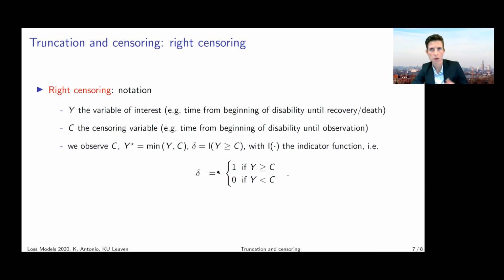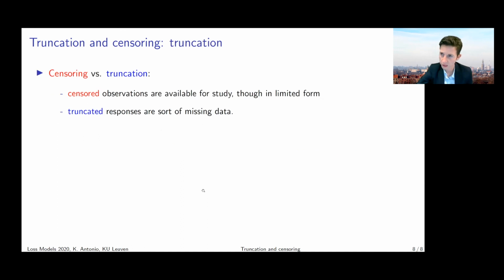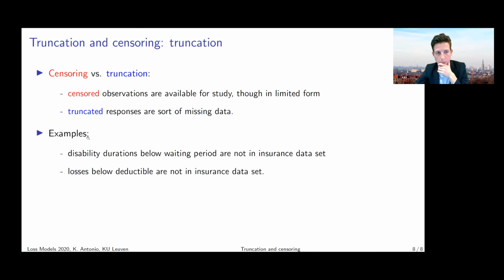So you sort of see a minimum of the actual variable that you're interested in, and a kind of limited, censored version of this variable. So you see part of what you're actually interested in, you don't see it in full. So that's a very important difference with censoring. Observations are available in the study, but in limited form. With truncation, we have missing data. We just don't observe certain data points in our data sample.